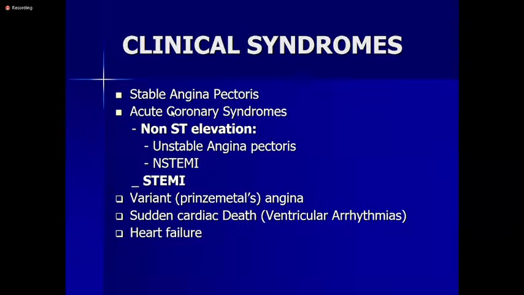So now, what clinical syndromes arise from atherosclerotic cardiovascular disease? There is what is called stable angina pectoris. In fact, I forgot to change this. The more preferred term right now is chronic coronary syndrome, rather than stable angina pectoris. Many people still use stable angina, but we prefer to call it chronic coronary syndrome. Then we have the acute coronary syndromes.